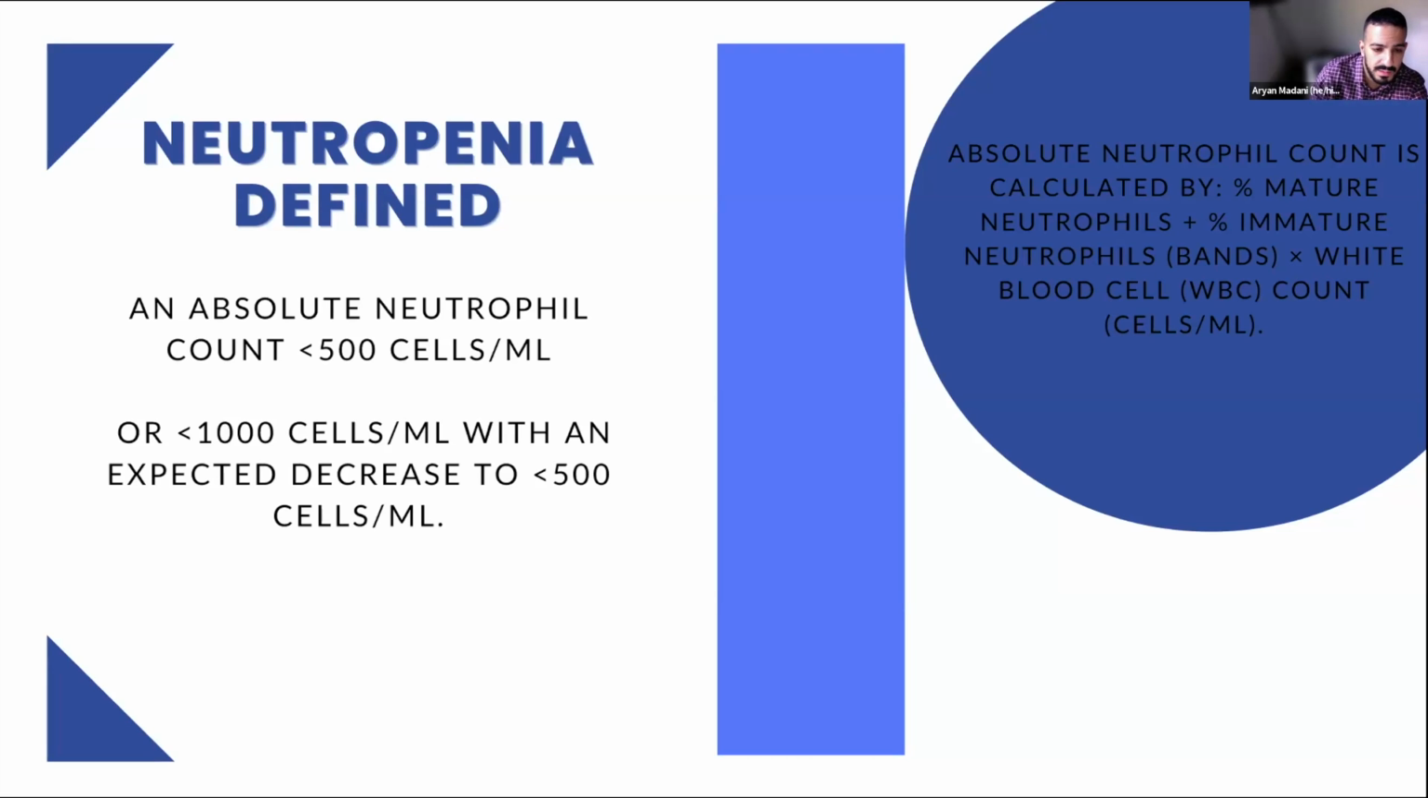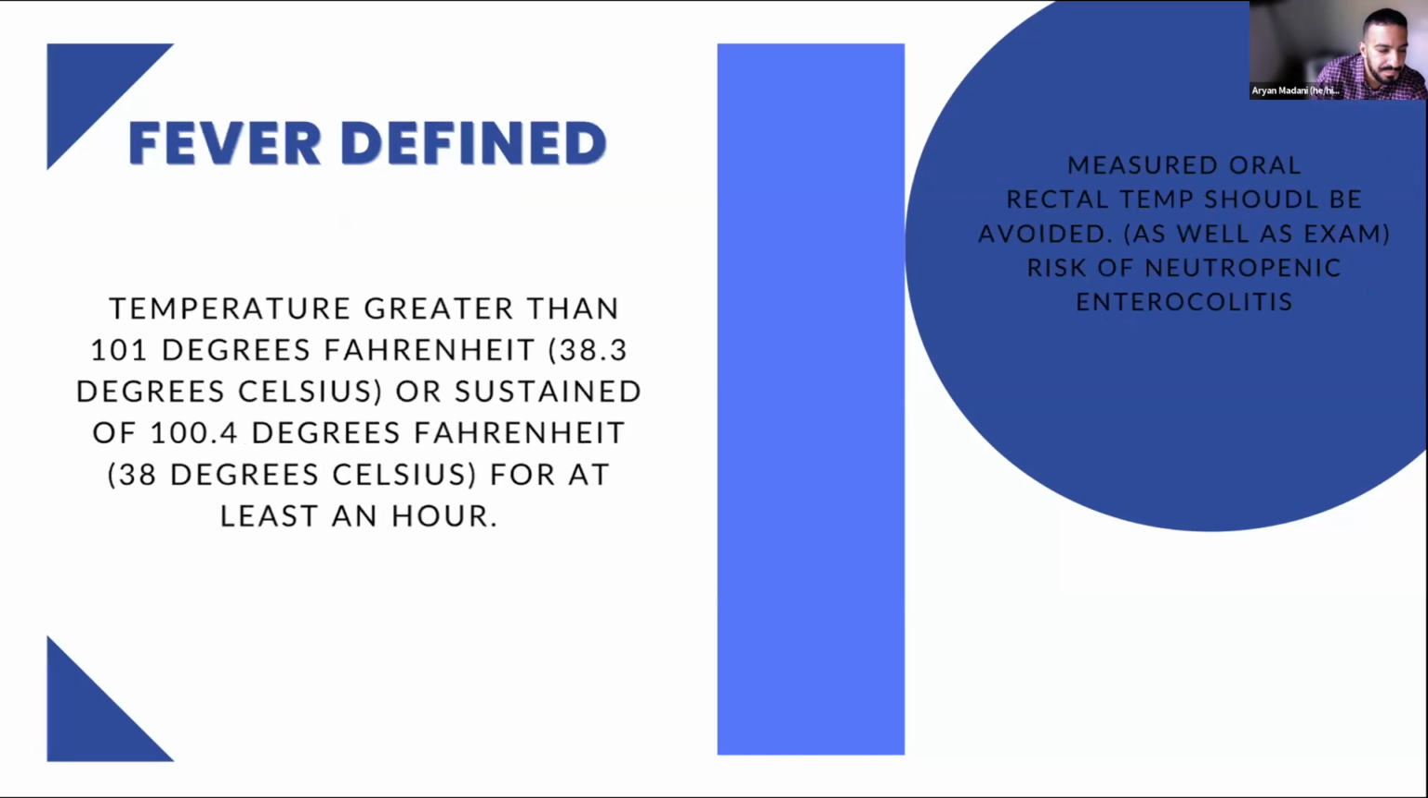You can calculate the absolute neutrophil count by taking the percent mature neutrophils plus the immature neutrophils, which are the band cells, and multiplying it by the white blood cells to get your number there.